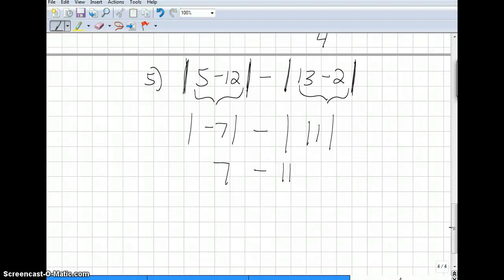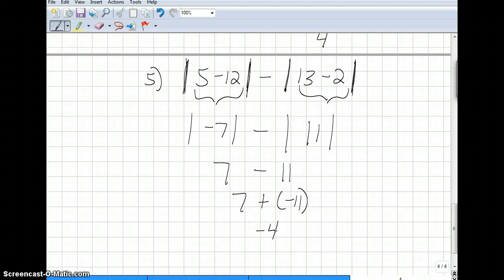So it's 11. Then remember that any subtraction can be rewritten as an addition. So this is really 7 plus negative 11. So I have more negatives than positives, so I'm going to have negative 4 as my answer.